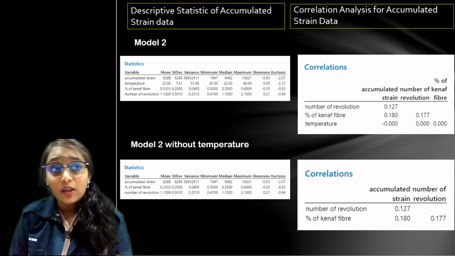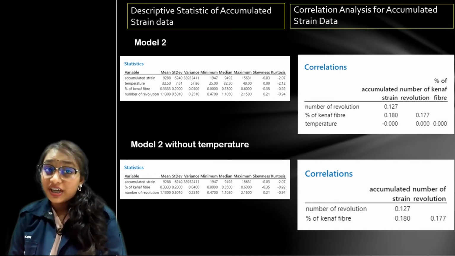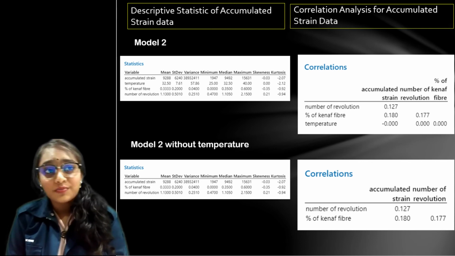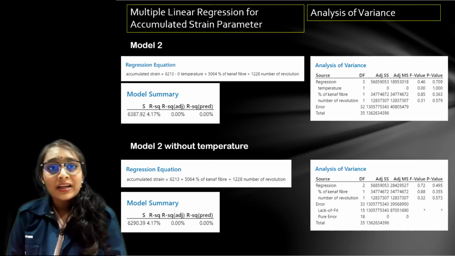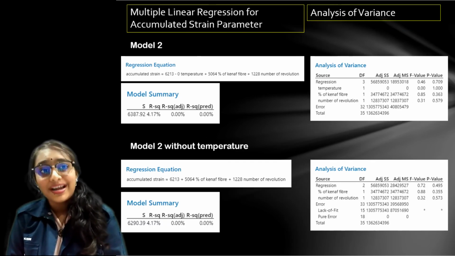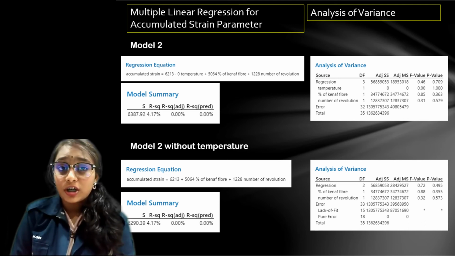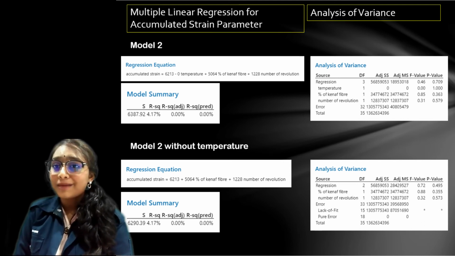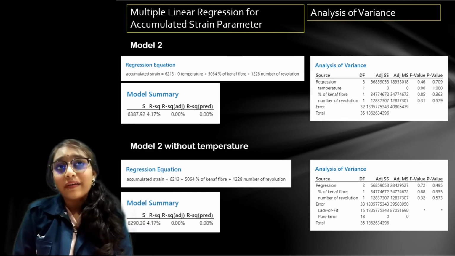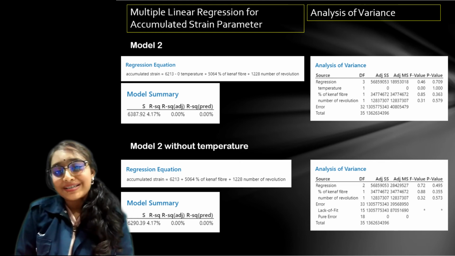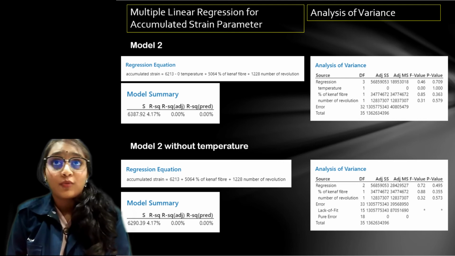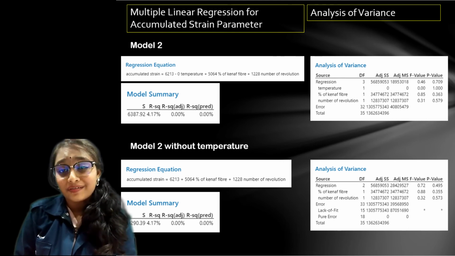As analyzed in trial 1 of model 2, the temperature has shown no effect as a variable, and therefore data for temperature was dismissed in the second trial of model 2. The second model of linear regressions was carried out with the accumulated strain as the response, while temperature, percentage of canal fiber, and number of revolutions were the predictors. The first trial lists the value of the variable and the three predictors, whereas the second trial lists the value of the variable with the other two predictors, as temperature was dismissed since it did not affect the response.